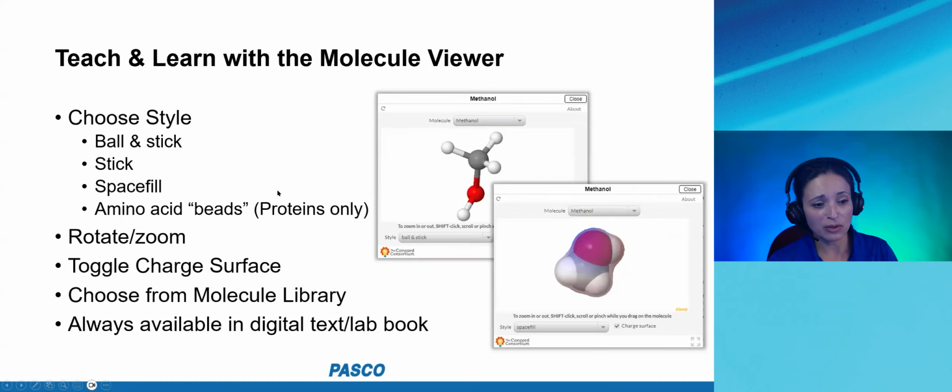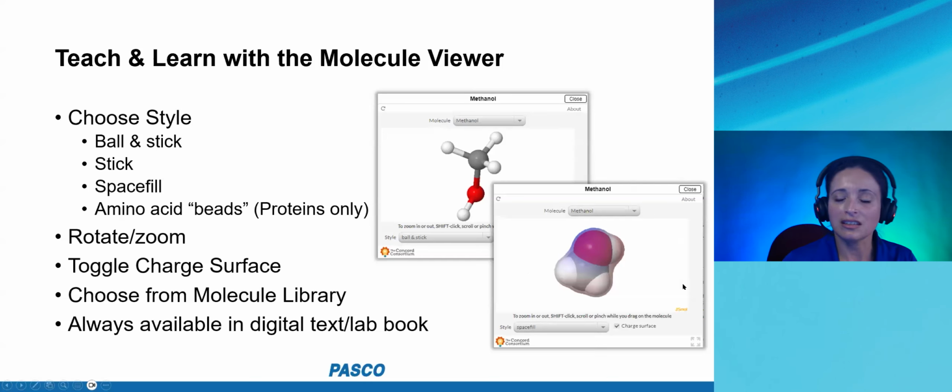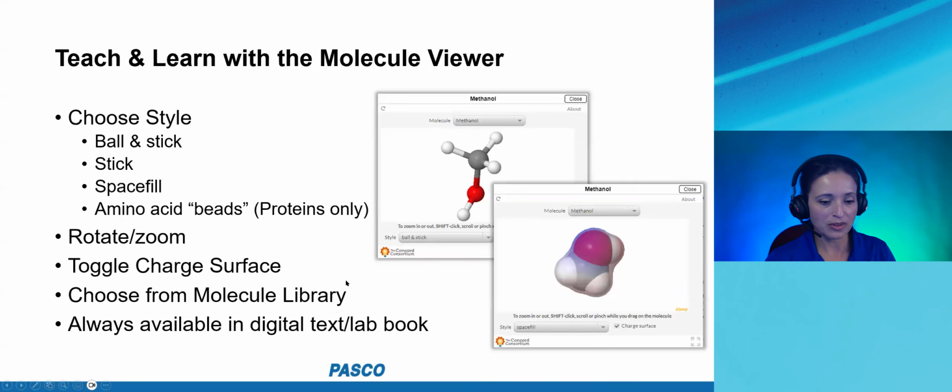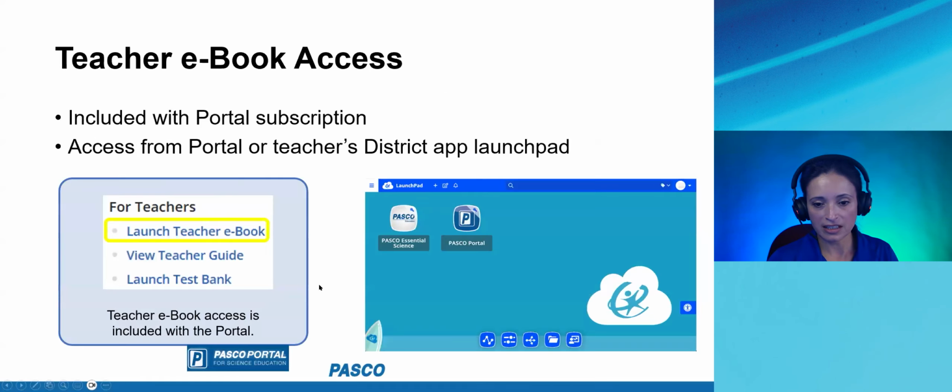We saw the molecule viewer. You can change the visualization and also look at the charge distribution around. And again, it's available everywhere. Now we're going to look at the teacher ebook. So you've been wondering probably, how do I get all the assignments? How do I get everything?